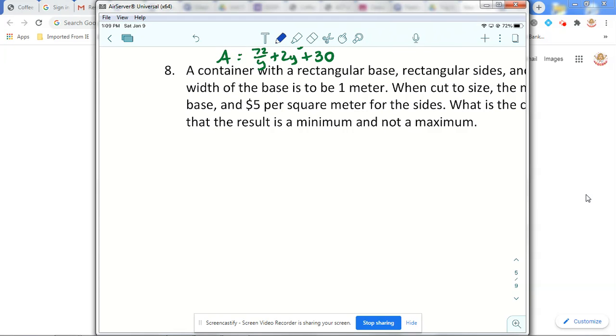I'm not super awesome at drawing boxes. Terrible. Okay, so we know the width has to be 1, so we'll go ahead and say that that's 1 meter. So we'll say that, well, this is the length and this is the height.